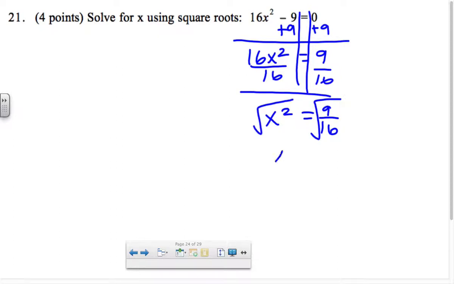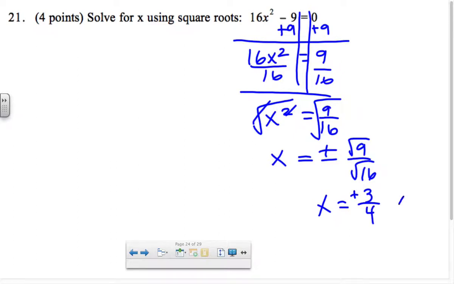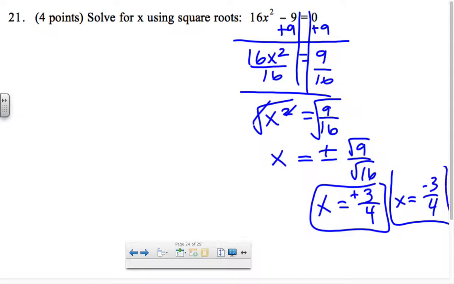Square root both sides. And remember, when you undo a squared with a square root, you get two answers, plus or minus. And then just square root the 9 and 16 separately. Square root of 9 is 3, square root of 16 is 4. And don't forget the plus or minus. So the two answers are positive 3/4 and negative 3/4. You could also write that as plus or minus 3/4.